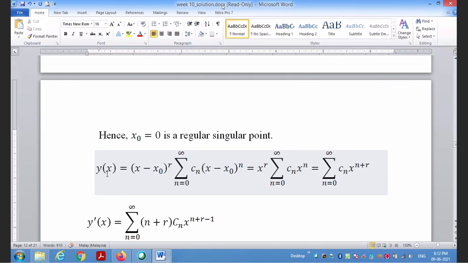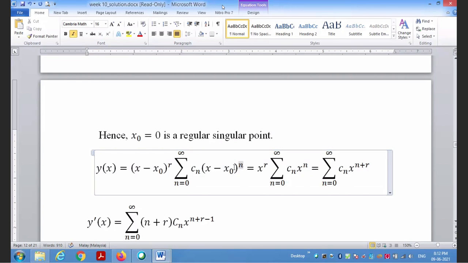This is the general series for this: (x minus x naught) to the power of r. Now remember, n starts with 0, n equal to 0 now. And then c_n (x minus x naught) to the power of n, replace x naught with 0. So we simplify like this.